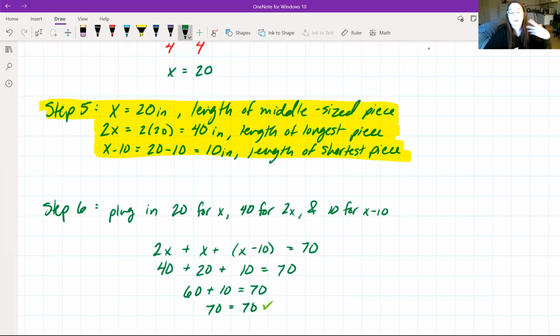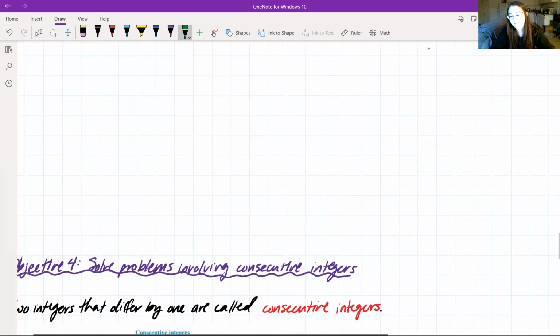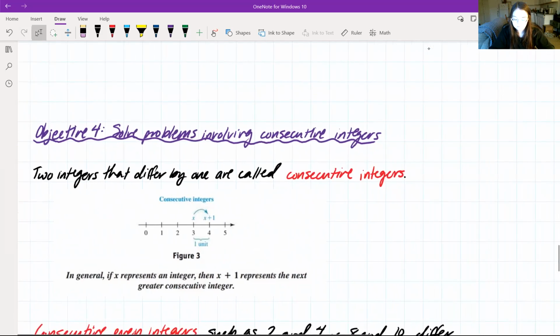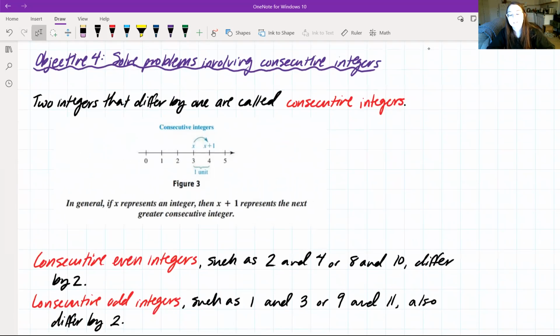So we had our middle-sized piece was 20 inches, our longest piece was 40 inches, and our shortest piece was 10 inches. So let's move on to objective 4. Objective 4, we're going to solve problems involving consecutive integers.